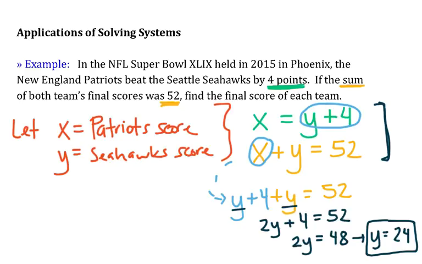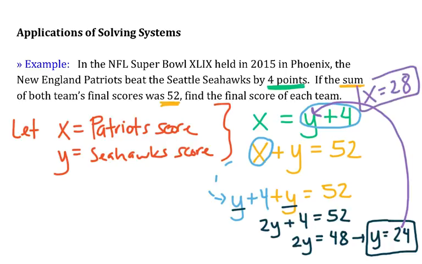Now, if I find a solution for y, that's great, but in a system, we really need solutions for both variables. So how do I find my solution for x? Well, with substitution, perhaps the easiest way to get the other variable is simply taking this value of y and plugging it back into our substitution. So x is y plus 4. If y is 24, 24 plus 4 tells me x must be 28.